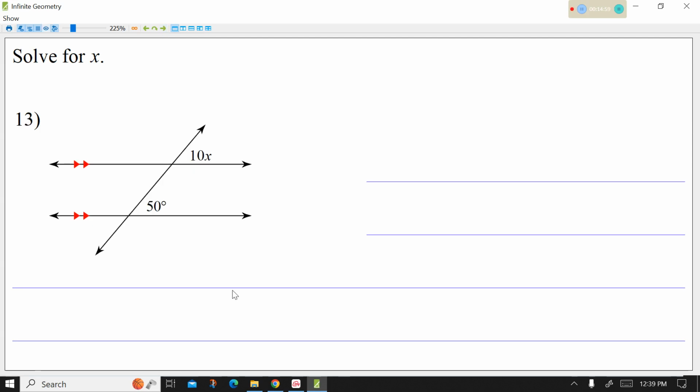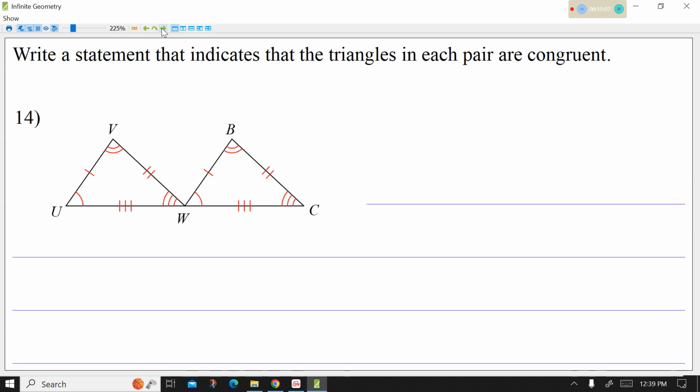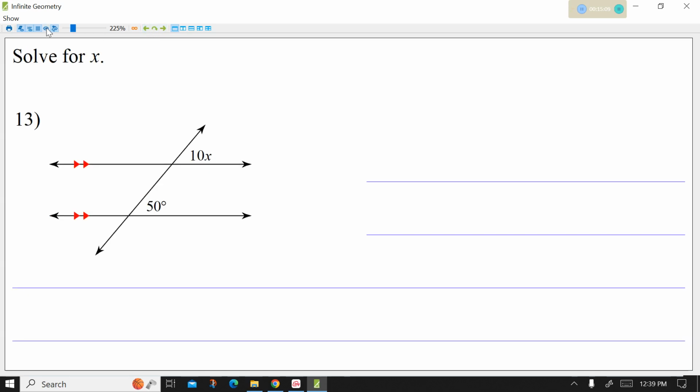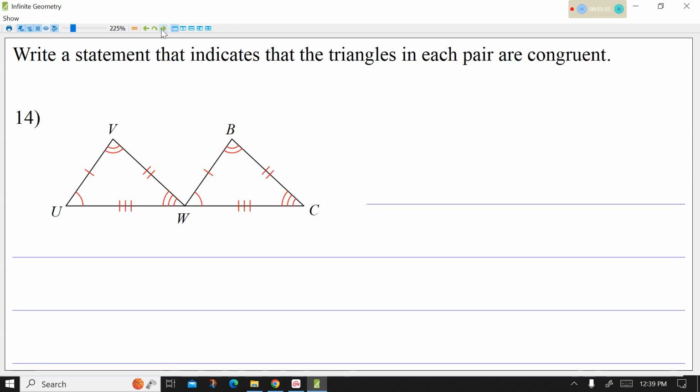Okay, number 13. In this case, these two angles have to be equal because they're corresponding angles. So if 10x equals 50, then that means x must be 5 degrees, right? We gotta have 5. All right, so now we're looking at 14, and this was about congruent triangles.